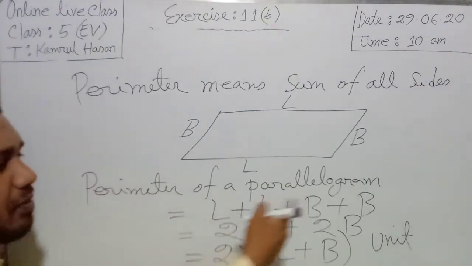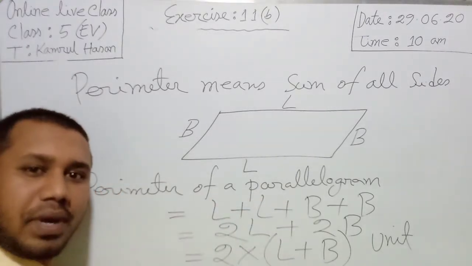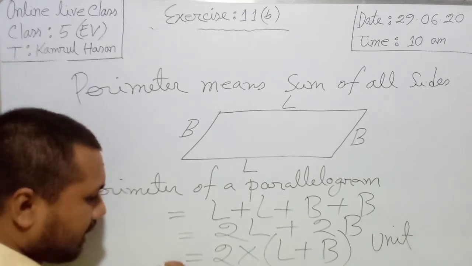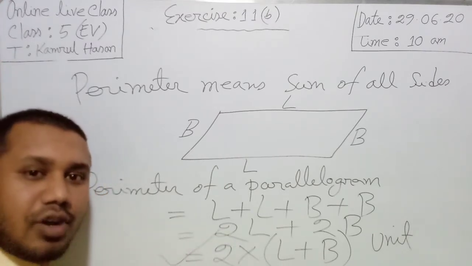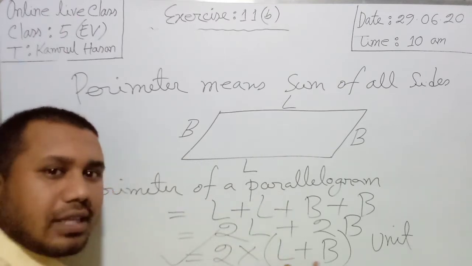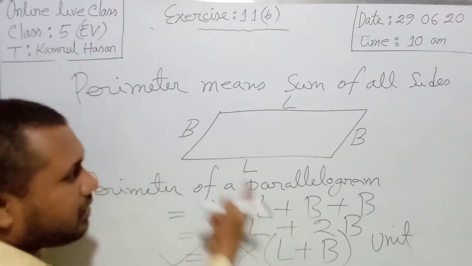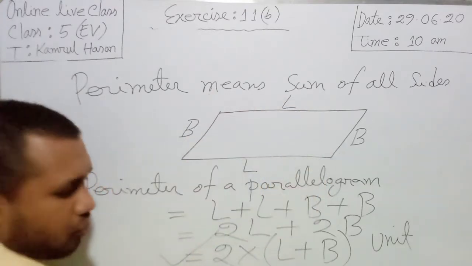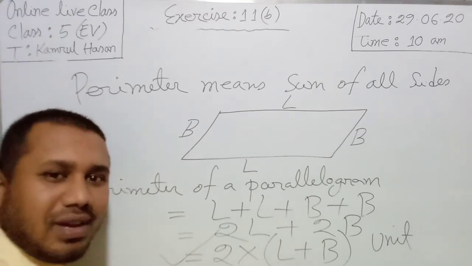So perimeter of a parallelogram, what will be the formula? 2 into length plus breadth. Remember the last sentence you have to say: perimeter of a parallelogram means 2 into length plus breadth. Why length plus breadth? Because perimeter means sum of all sides, 2 length, 2 breadth. So our formula is 2 into length plus breadth.